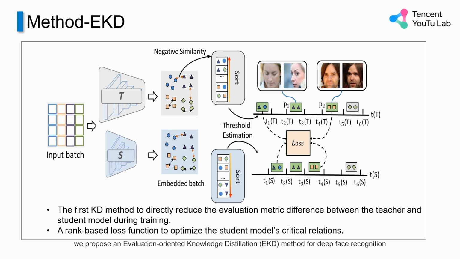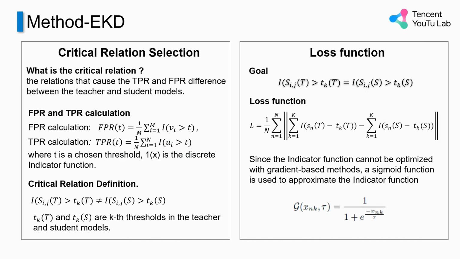Thus, we propose an evaluation-oriented knowledge distillation (EKD) method for deep face recognition, which reduces the performance gap between the teacher and student models. In our method, the critical relations are defined as the relations that cause the TPR and FPR difference between the teacher and student models.